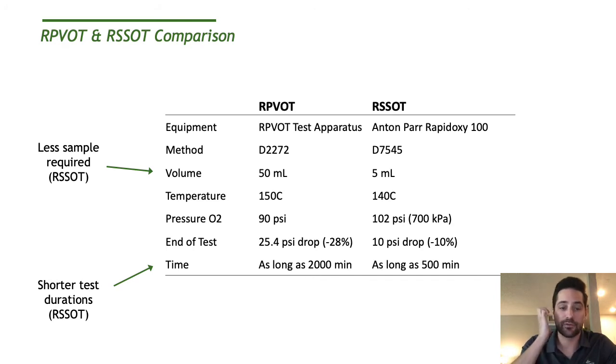Test time. So for durations, RPVOT can run for as long as 2,000 minutes or even longer in certain circumstances. Our SSOT, typical values, high values on our SSOT are around 500 minutes. So there are shorter test durations. You're looking at approximately 25% the time to run our SSOT as compared to RPVOT.